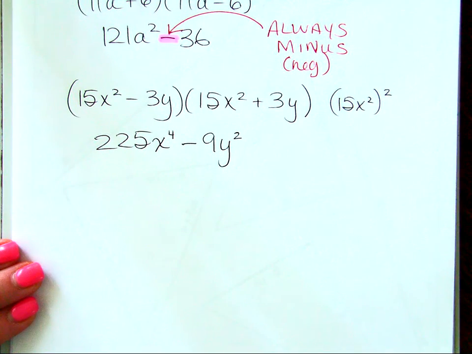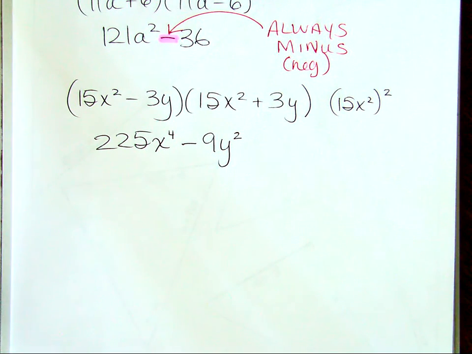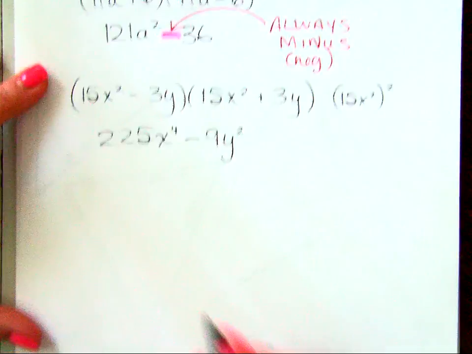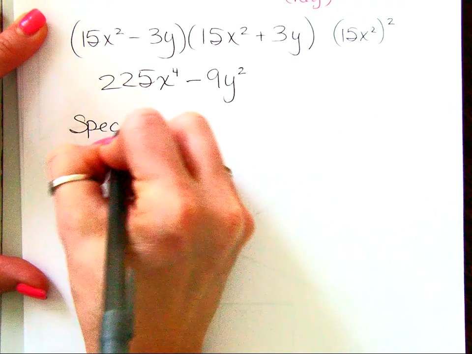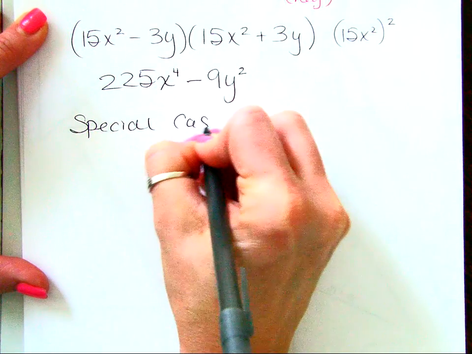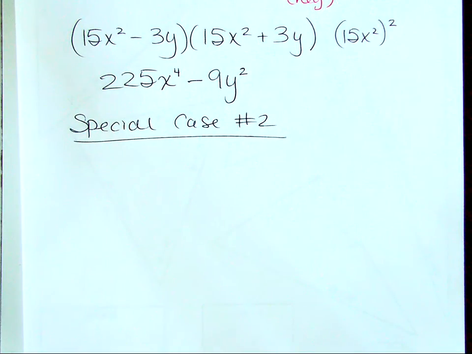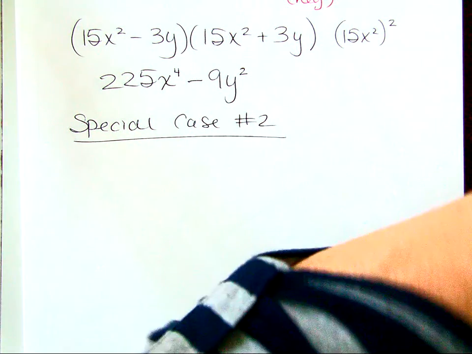Yes. All right. That is the difference of two squares. Special case number 1. Check. Pretty easy, right? Okay. So now we only have one more to do. So special case number 2. This one is a little more involved than the difference of two squares, but that's okay. It also involves square numbers.